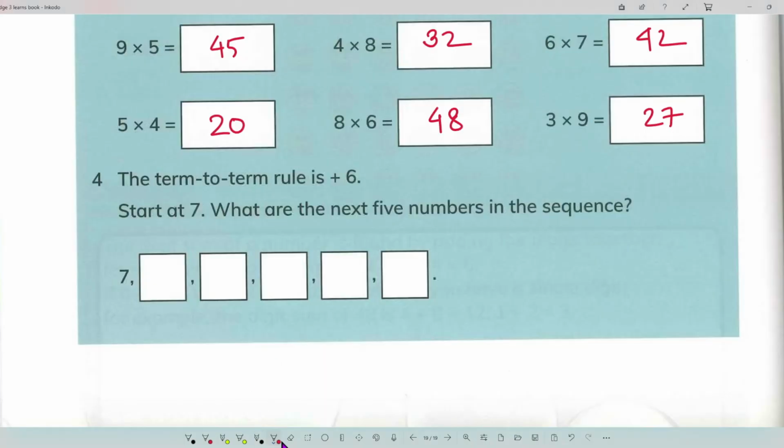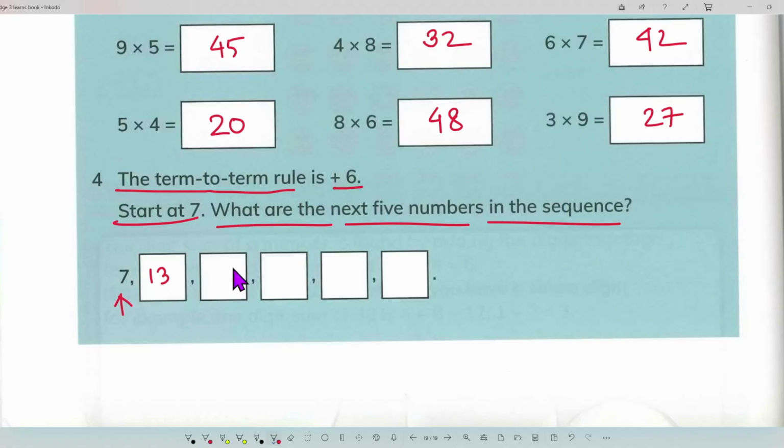27. Number 4. Here the term-to-term rule is plus 6. Start at 7. What are the next 5 numbers in the sequence? So we are starting from 7. Plus 6, it means here is 13. Plus 6, it means 19. Plus 6, 25. Then 31. Then 37. Very simple.